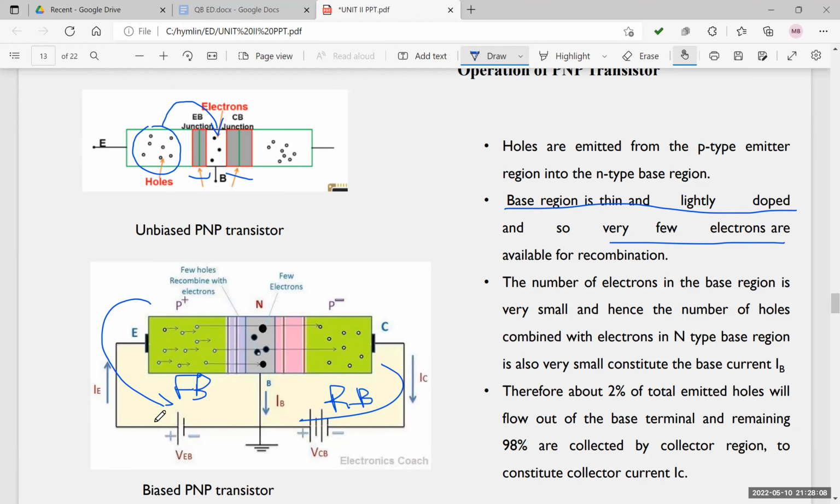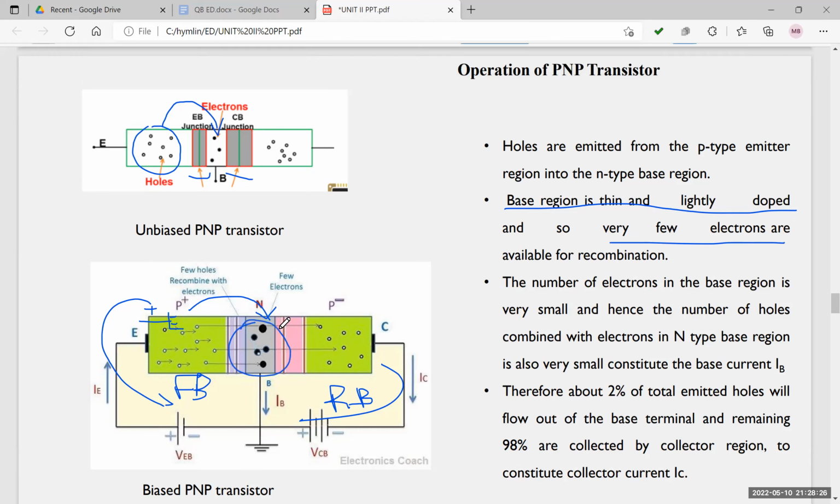Now, once the potential is applied during the forward bias condition, the holes which constitute the emitter current will move towards the base region, and only a few of them are able to recombine with the electrons, as the electrons present are fewer in number. Because of this, a small current, IB, that is the base current, is constituted.